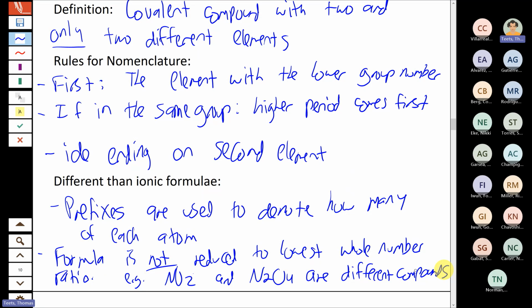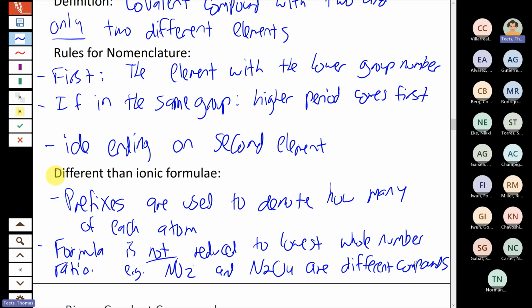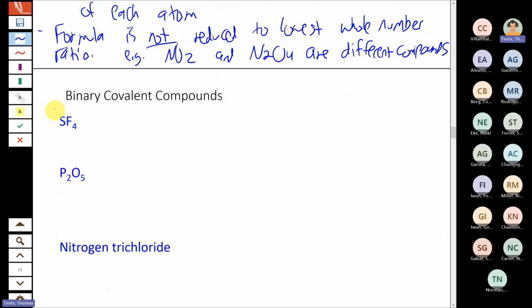Maybe a more common example than N2O4 would be hydrogen peroxide, which is H2O2, a covalent binary compound, and we don't reduce the formula to HO. We just say H2O2, even though that's not the smallest ratio, because that gives us information about how many of each atom are in one molecule of the compound, which may not necessarily be the smallest whole number ratio that's possible for that compound. All right, so let's do a few examples of these.